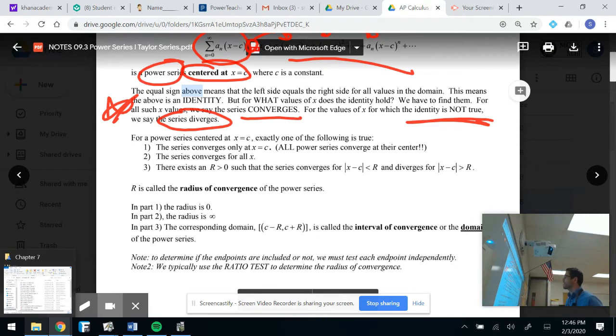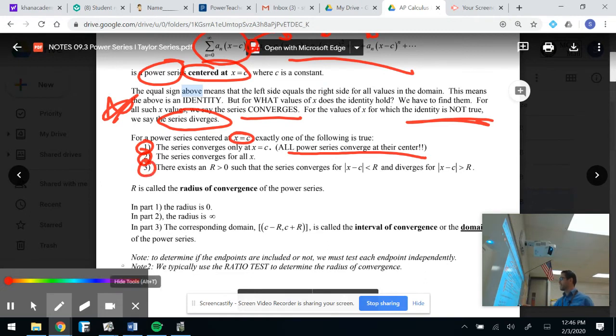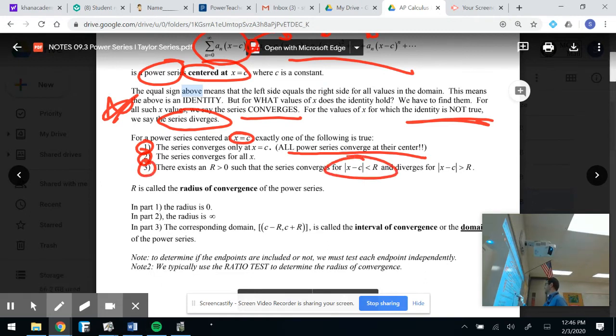Okay, for a particular power series centered at x equals c, exactly one of the following must be true. 1, the series converges only at x equals c. All power series converge at their center. 2, the series converges for all x. Or 3, they converge for specific values of x, and they diverge for other specific values of x.